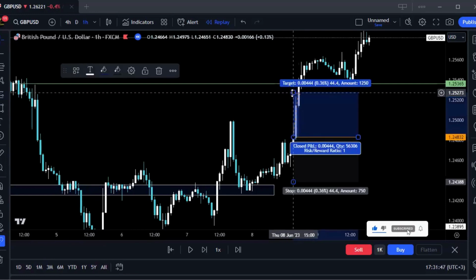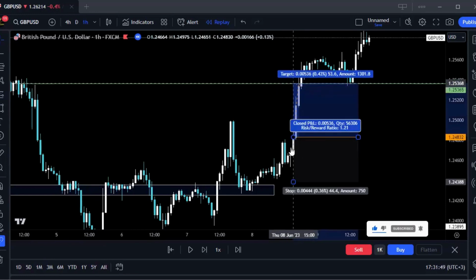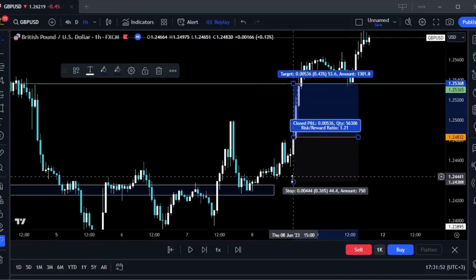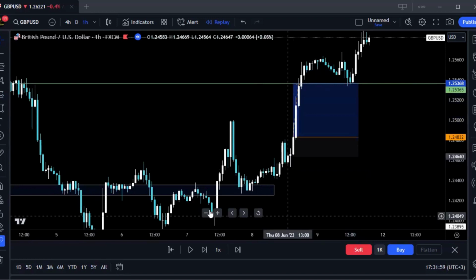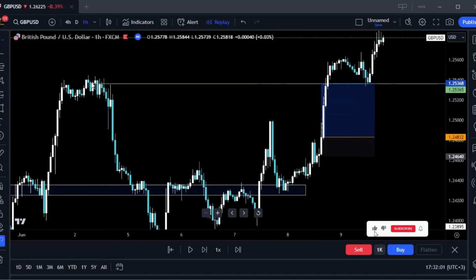So I'll take maybe my buy there, aiming for that high, and my stop loss below this entry candle. It will give me 2.79. It isn't 1:3.